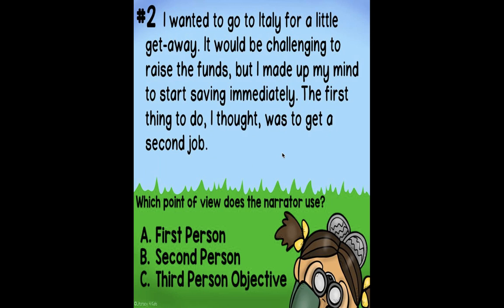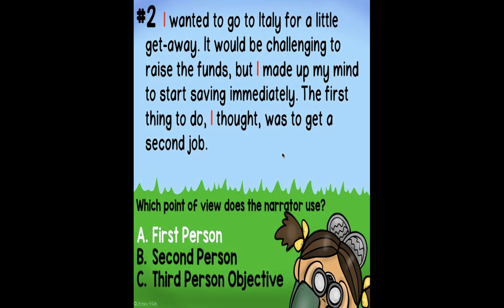I want to go to Italy for a little getaway. It would be challenging to raise the funds, but I made up my mind to start saving immediately. The first thing I thought was to get a second job. What point of view is this story in? First, second, or third? Objective. Let's think about that. What are those key words? I'm going to go with the word I. So you see I, and I in red, which means that it's first person.